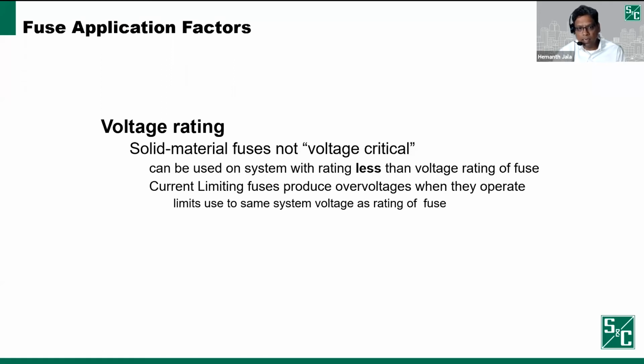So it's recommended that you use a current limiting fuse at its rating. So for example, if you have a 25 kV current limiting fuse, you can only use it at 25 kV. You cannot use it at 15 kV. With a solid material fuse, there is no restriction like that. You can use it at lower voltage.